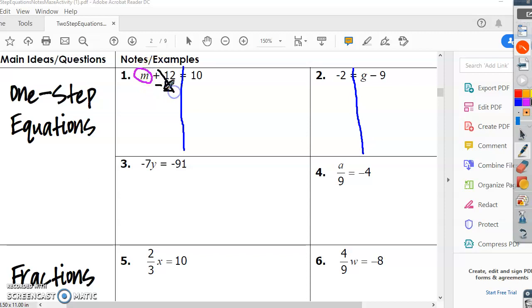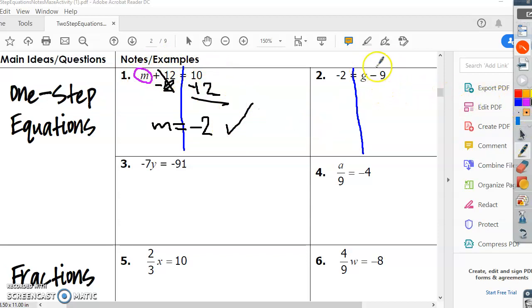So this is gone, and whatever you do to one side, you do to the other. So 10 minus 12 is going to give me negative 2. M is equal to negative 2. And if you notice, you can actually take this answer and plug it into m. So that means that negative 2 plus 12 should give me 10. And that checks, okay, because 12 minus 2 is 10. So the answer is correct.